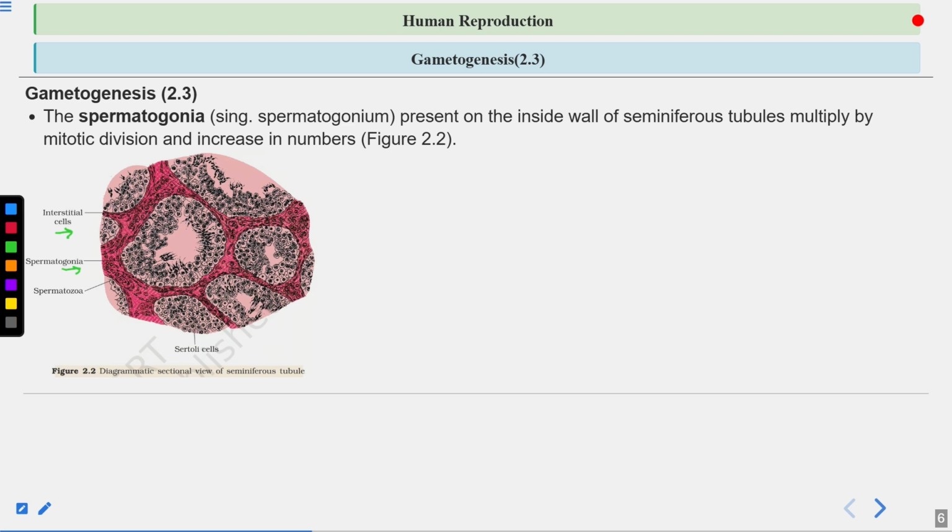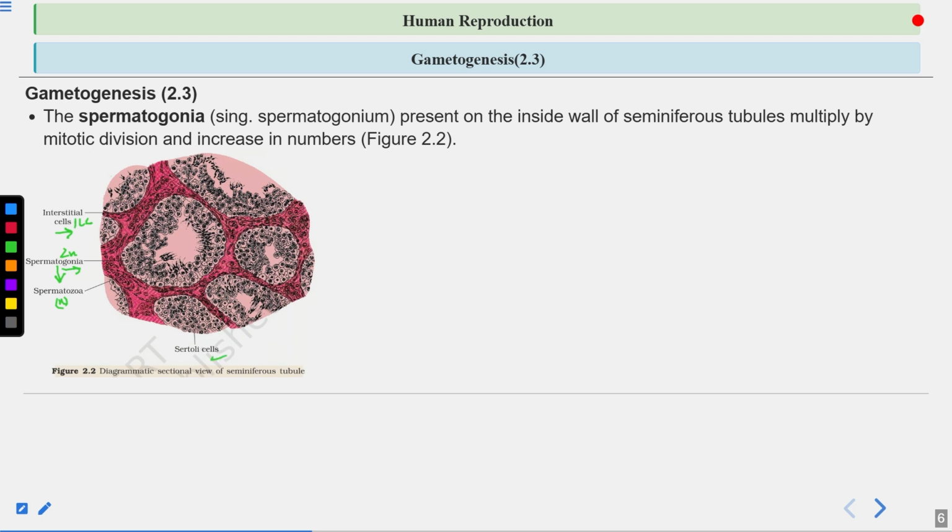Okay, interstitial cells, also known as Leydig cells, secrete the testosterone. Then spermatogonia, which is diploid, meiosis occurs in spermatogonia. Meiosis always occurs in the diploid cells. And due to meiosis, a haploid spermatozoa is formed, which is also known as the sperms.